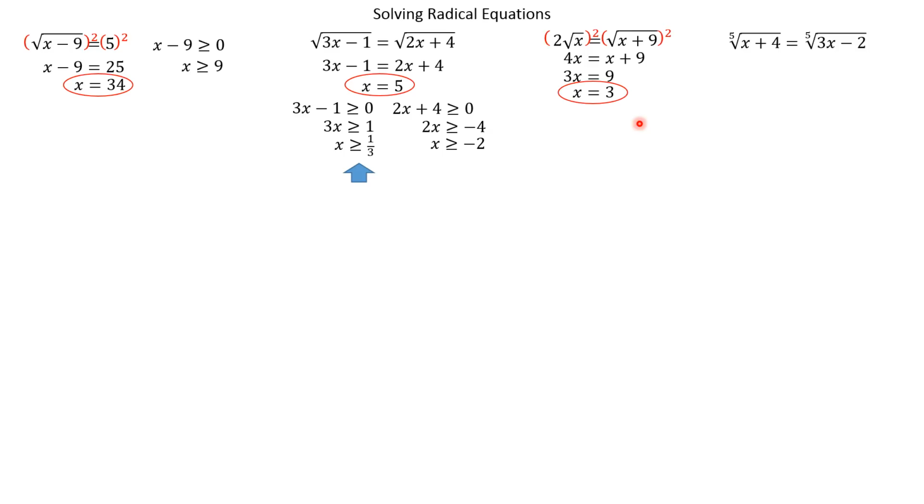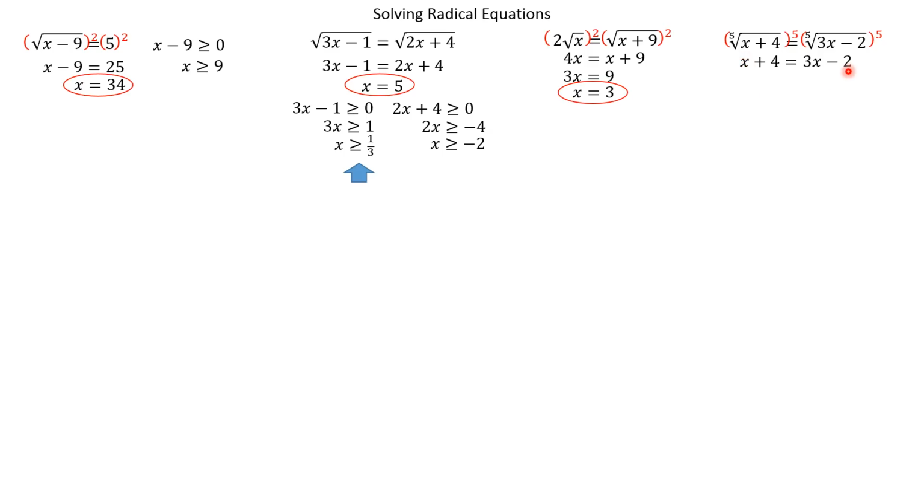And another one. Here we have a root equals a root, but these are fifth roots. Is that going to change anything from the square roots? Not really. One thing it means is that we don't have to worry about negatives underneath the root because it's an odd root. Remember, the odd roots have all real domain. The other thing that it changes is instead of squaring both sides, we'd have to take the fifth power of both sides, which all that's going to do is cancel out the root. So we get x plus 4 equals 3x minus 2.